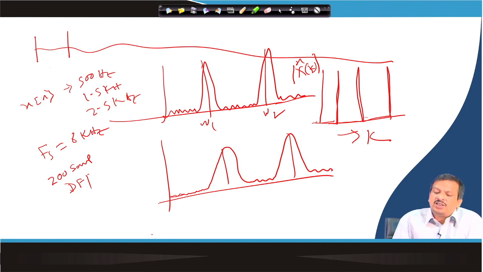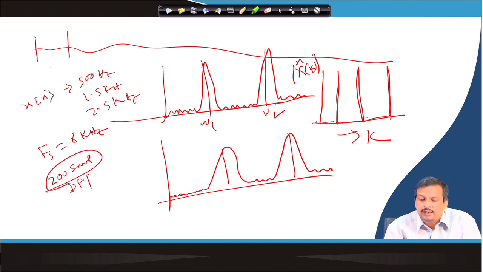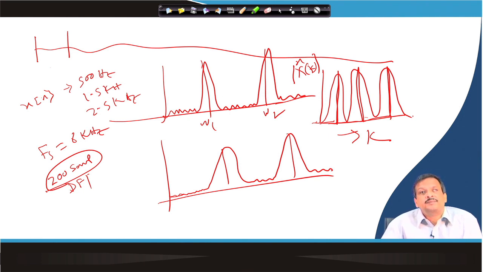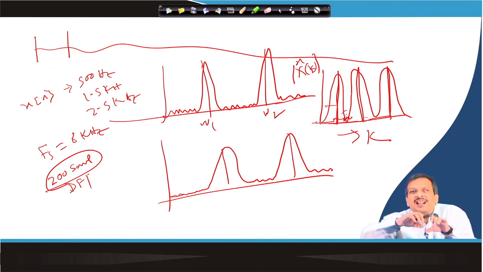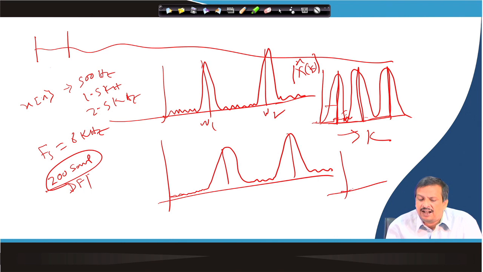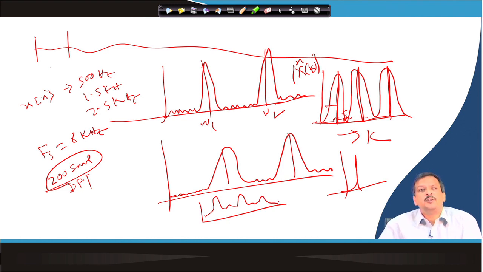Now, when you are doing DFT of 200 samples, you can see it will look like this, due to the DFT leakage. This is the main lobe and there will be noise. So, that overlap creates a spectrum which does not have clear peaks. There may be a spectrum that looks like this, depending on the amplitude. So, all of you can try it.